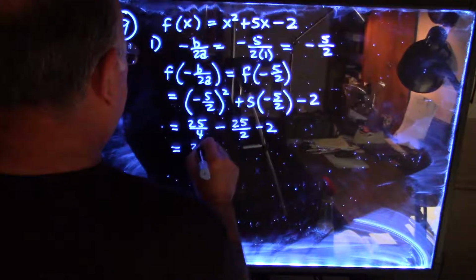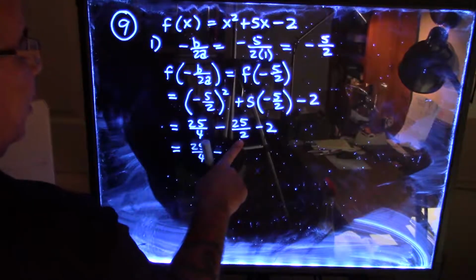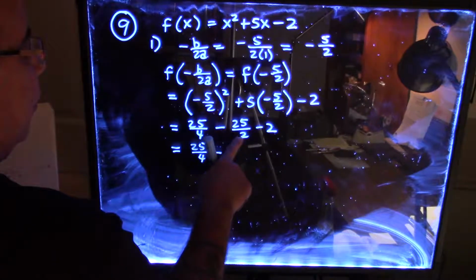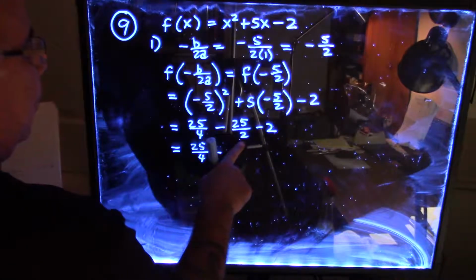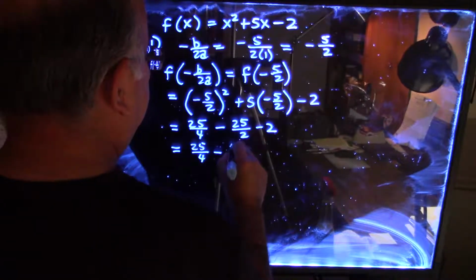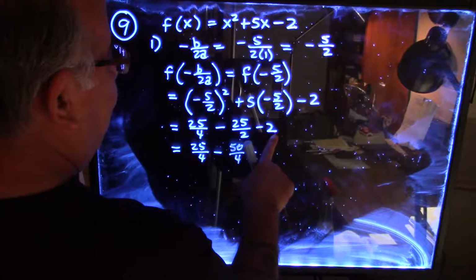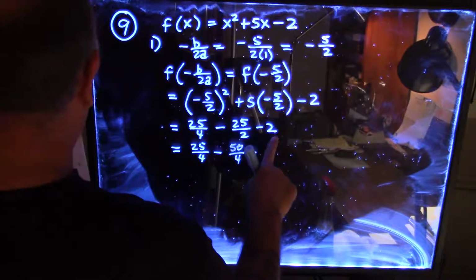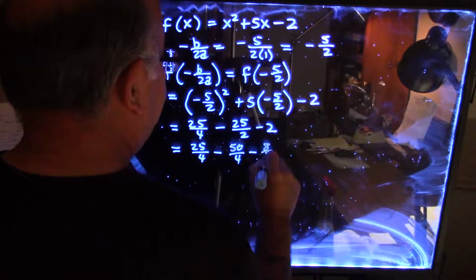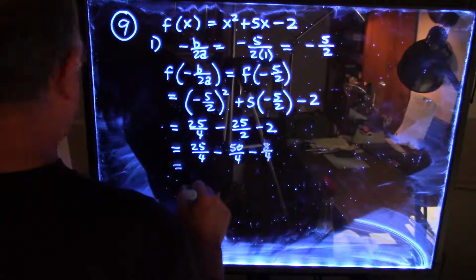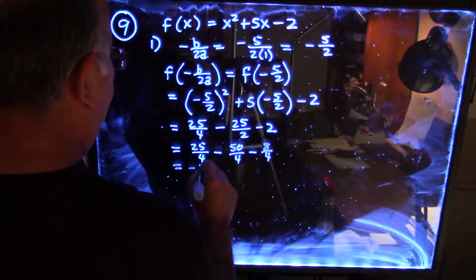And then we've got 25 fourths. Now multiply that fraction by 2 over 2 to give you the common denominator, which happens to be 4. So you're going to get 50 over 4. And multiply this by 4 over 4. That gives you 8 over 4. Now everything's got a common denominator. So this becomes 25 minus 50 minus 8, which is negative 33 all over 4.